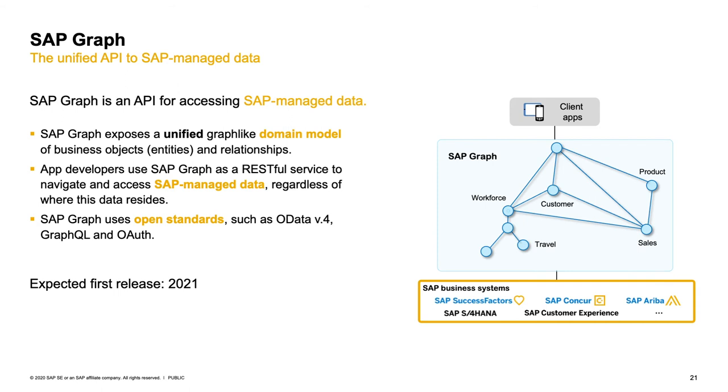So what we looked at today is a high-level overview of SAP Graph. And what we learned is SAP Graph is the unified API to access SAP managed data. It provides a graph-like domain model that allows you to navigate from entity to entity. This is also demonstrated in the demo. And as a developer, you have a RESTful service through which you can navigate and access this managed data. And Graph is based on open standards that allow you to plug and play with your solutions. The expected release for Graph is 2021.